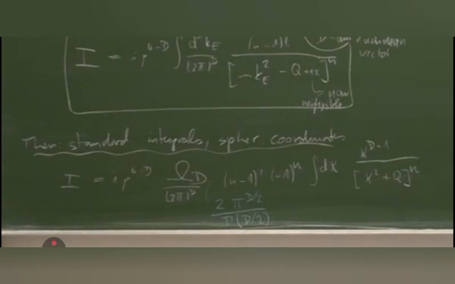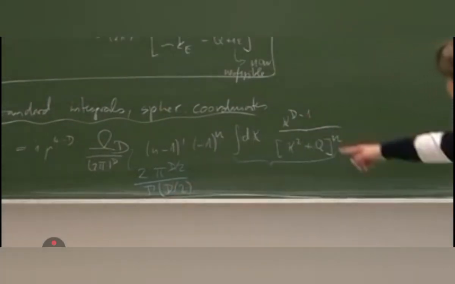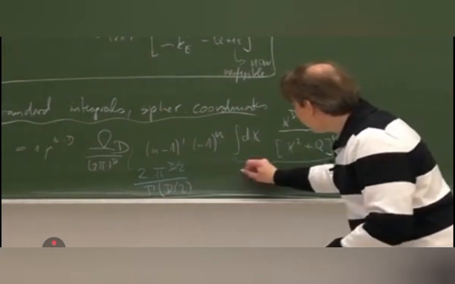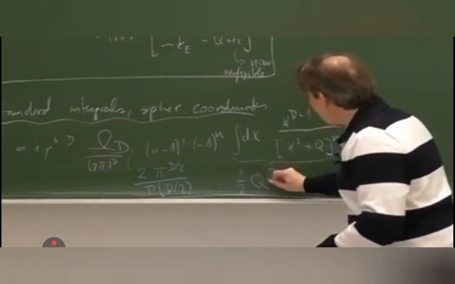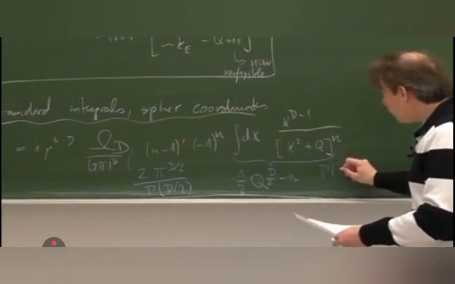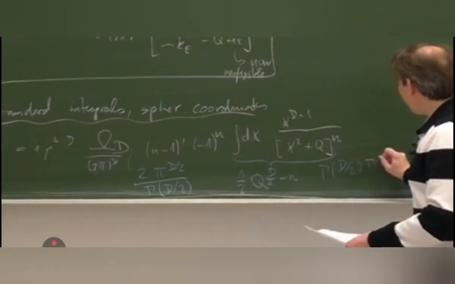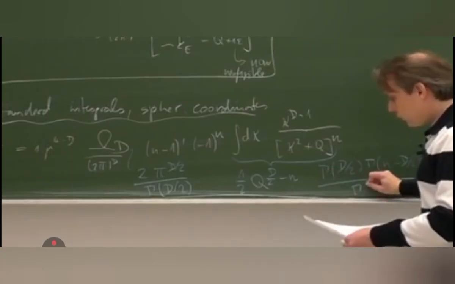And similarly here, this integral is also a standard mathematical integral, a one-dimensional integral, which can be related to the definition of the so-called beta function. The beta function is related to the gamma function, and this integral can then be expressed as follows: 1/2 q to the power d over 2 minus n times the following combination of gammas: gamma of d over 2 times gamma of n minus d over 2 divided by gamma of n.